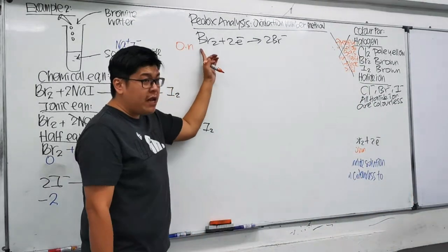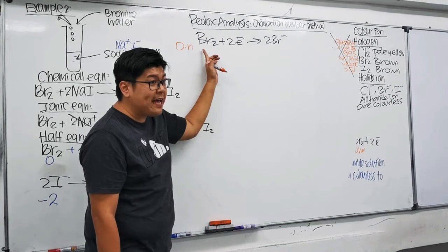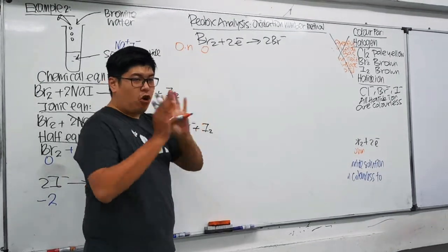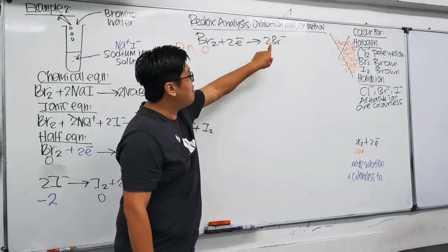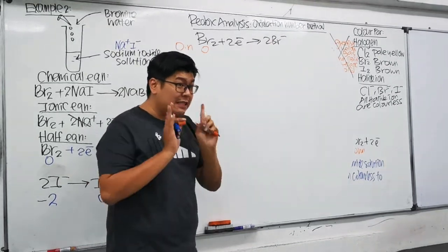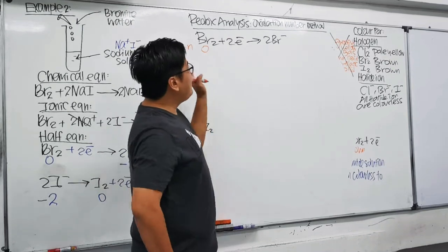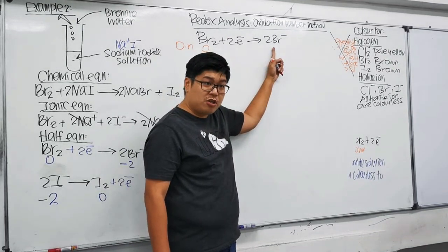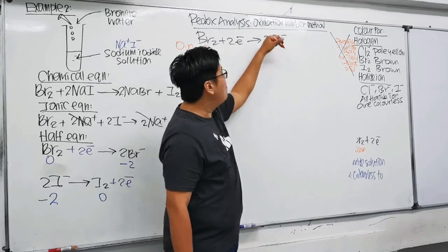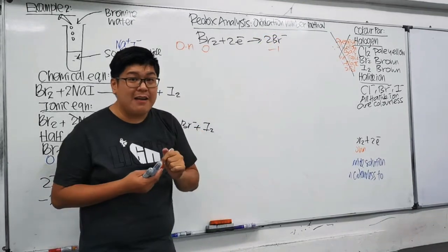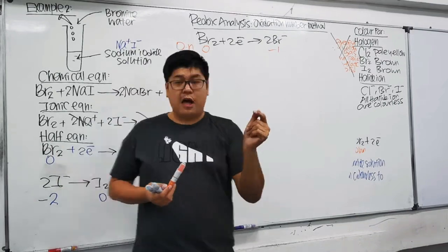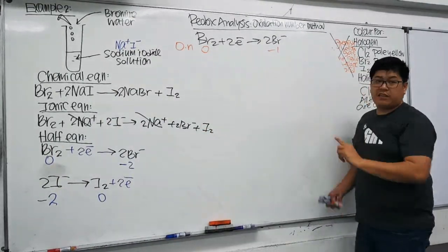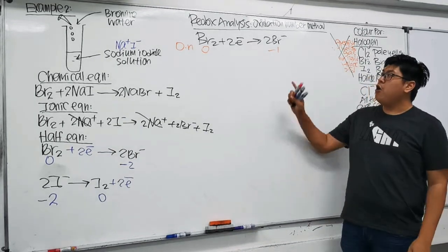The bromine on the left hand side is a one species element. Oxidation number 0. Very good. This is not a problem. The problem is here. What is the oxidation number for the bromide here? Negative how much? 2? No, -1. Understand? That is the problem. Sir, how come just now -2, now -1?